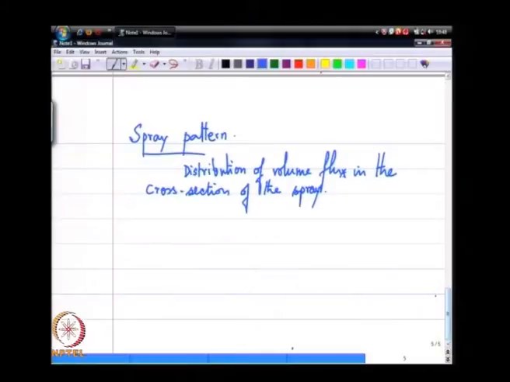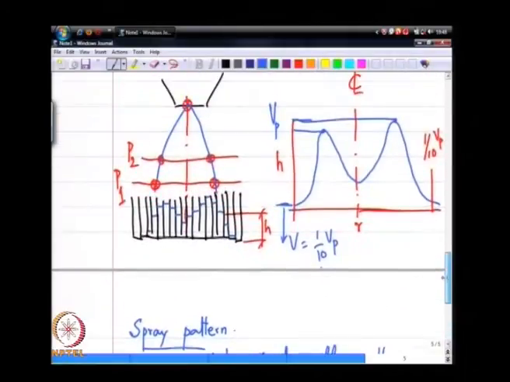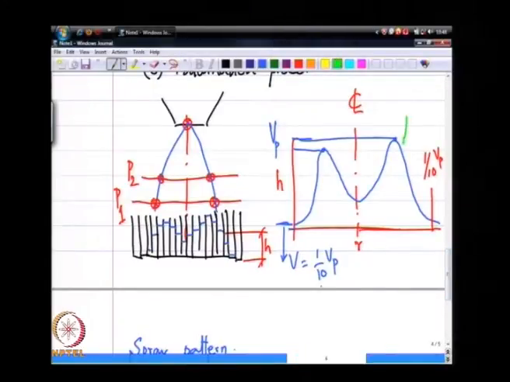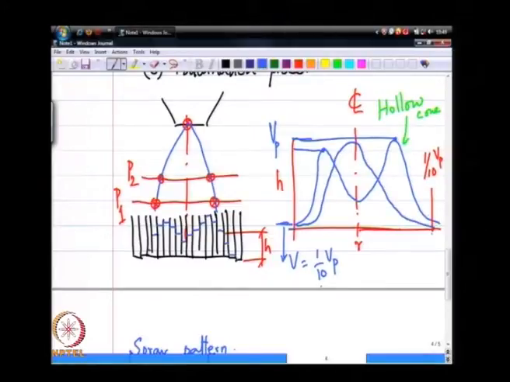Like we discussed in the very early part of our discussion, the example I have here would be called a hollow cone spray pattern. On the other hand, something like that would be called a solid cone spray pattern.